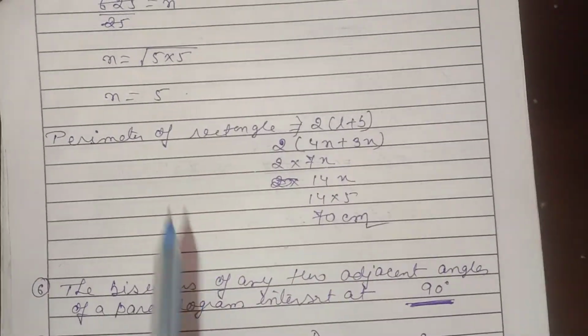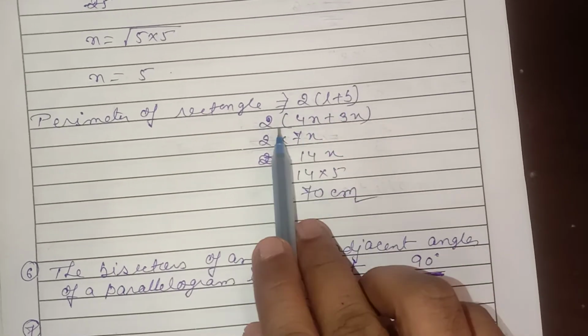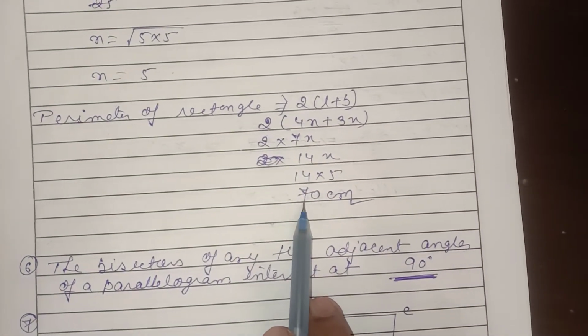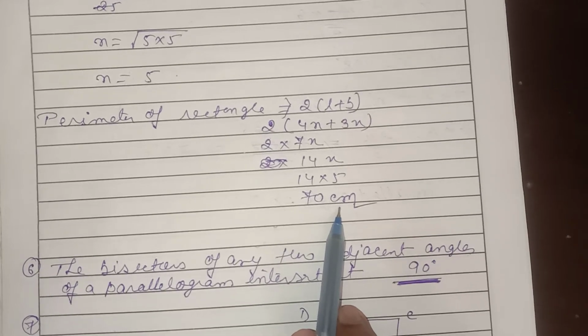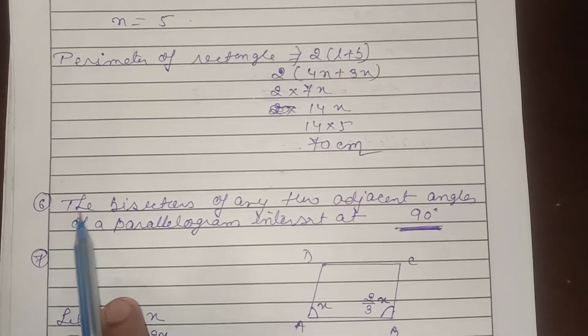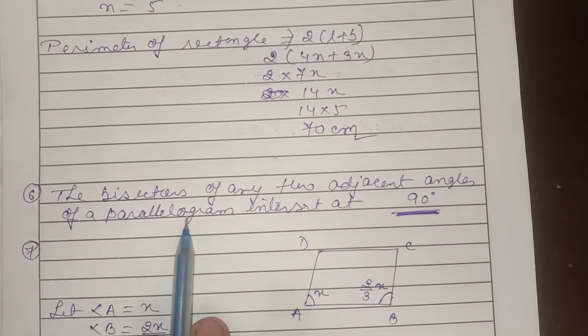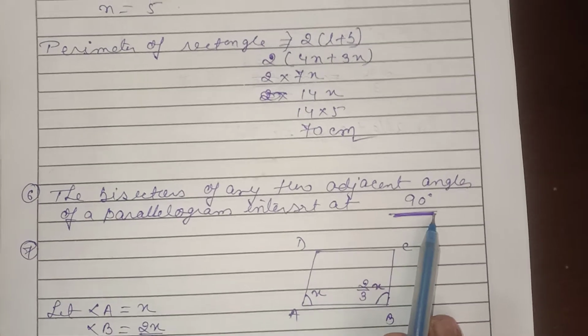So actually we have to find out the perimeter of a rectangle, twice L plus B. If you add and solve the value of it, you will get it as 70 centimeter. Question number 6. The bisectors of any two adjacent angles of a parallelogram intersect at 90 degree.